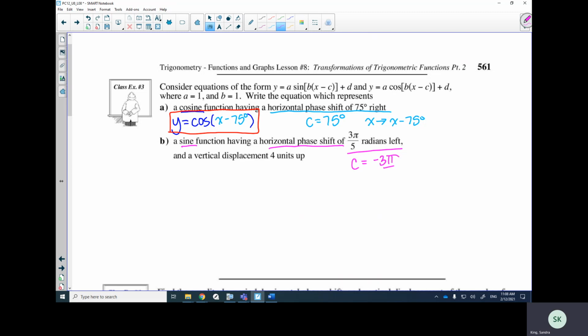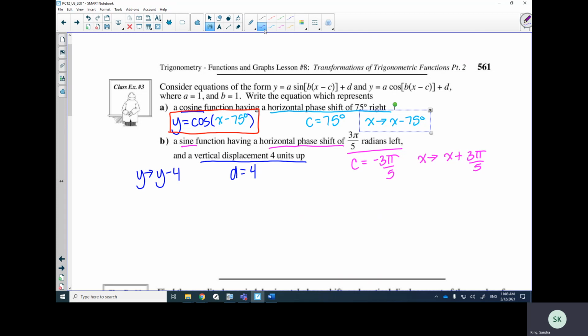Negative 3 pi over 5. The replacement is x is replaced with x plus 3 pi over 5. Vertical displacement, 4 units up, that is going to be my D value. D is going to be 4. If we were doing the replacement, we're just going to write the actual answer because it's nice and easy. The replacement would be y is replaced with y minus 4.